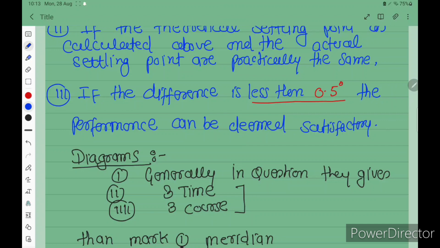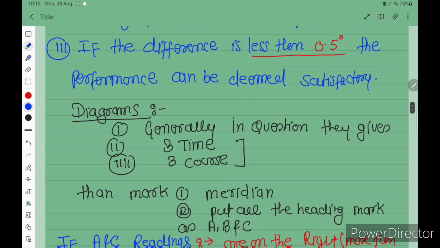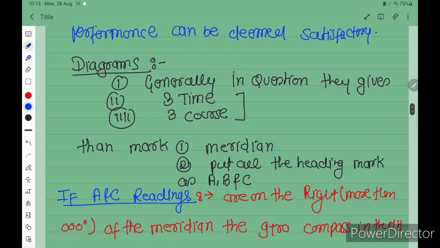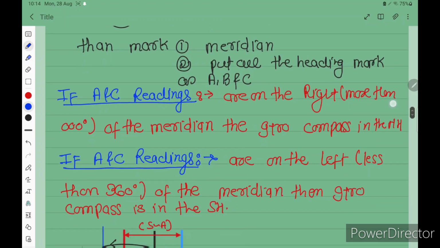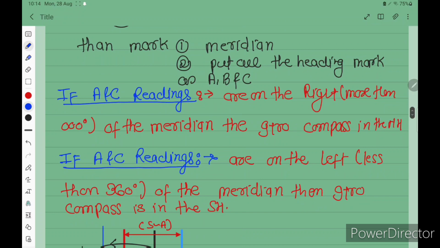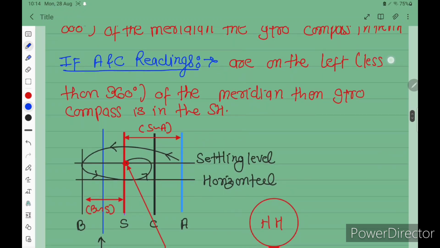Generally, in this type first we have to make a diagram. In the question we have 3 times and 3 courses, then mark the meridian and put all the headings, marked as A, B, C. If A and C readings, this is important, are to the right, more than 000 degree of the meridian, then the gyro compass is in the north hemisphere. If A and C readings are on the left, less than 360 degree of the meridian, the gyro compass is in the south hemisphere. You can see.